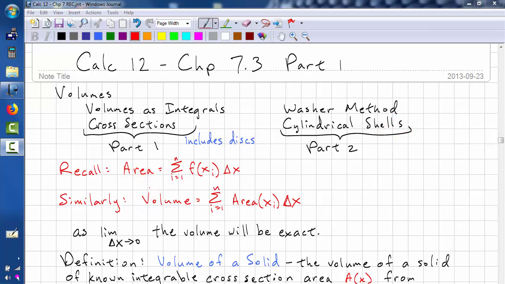Recall that area is the Riemann sum of the function times the width of the partitions. Similarly, the volume is the Riemann sum of an area function and the thickness of that area. And as we take this limit of delta x going to 0, the volume will be exact.